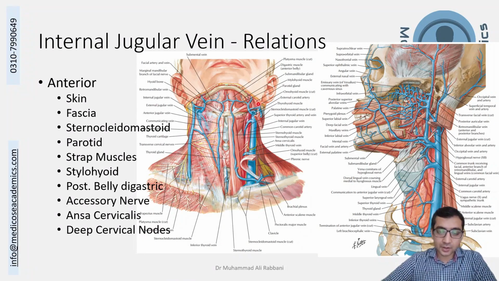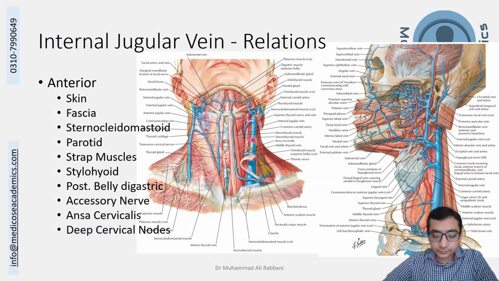It is behind the styloid. It is behind the posterior belly of digastric. It is behind the angle of the mandible. It is behind the parotid region. So all of these structures are related to it anteriorly. This includes the styloid, posterior belly of digastric, and parotid gland.